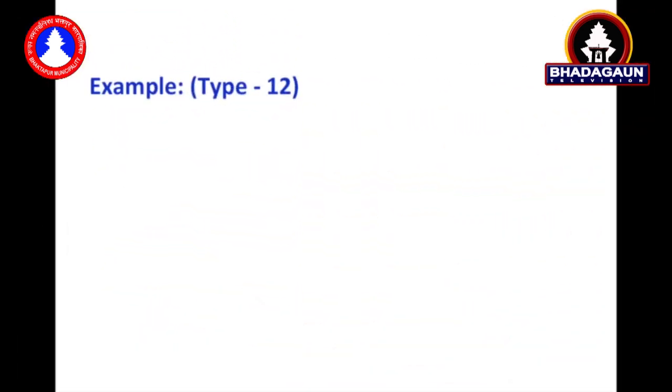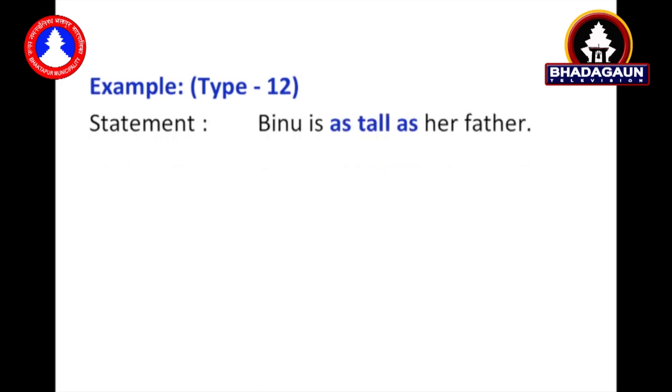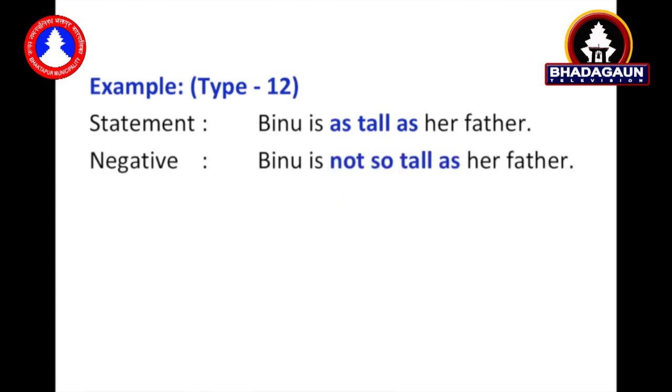Students, let's move to the next example, type 12. The statement is, Binu is as tall as her father. This is the statement. It's a positive statement. Now we have to make this negative. The negative is, Binu is not so tall as her father.